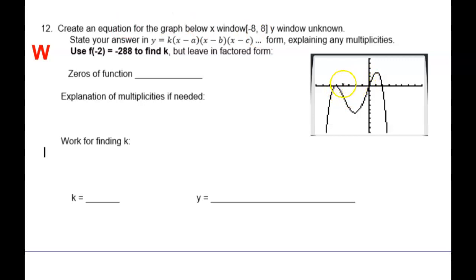1, 2, 3, 4. Is that -5 maybe, guys? And then it crosses at 0 and at 2. So the zeros are -5, 0, and 2. Are there any multiplicities? Okay, it is doing a bounce at -5.